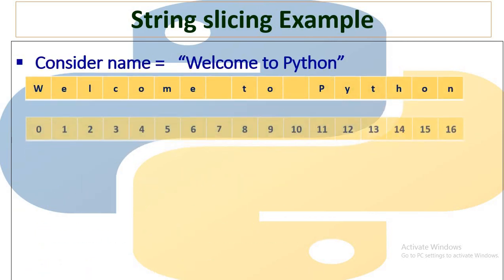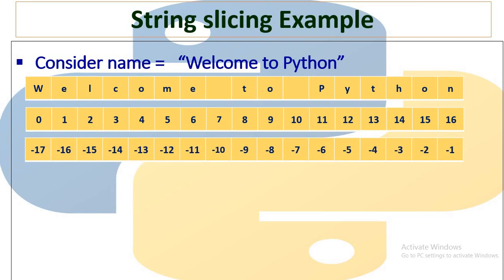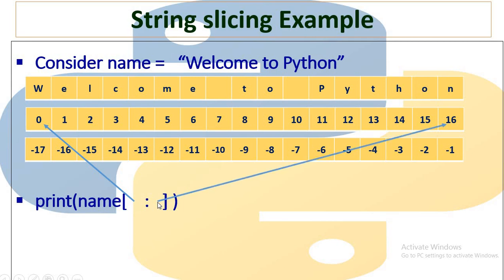Now again, the same string we will consider. In this case, I am trying to print the string name, start is not mentioned, end is also not mentioned. So what will happen in this case? It will start from the first character of the string at 0th position, and it will go up to the end, the last character of the string. The complete string gets printed.